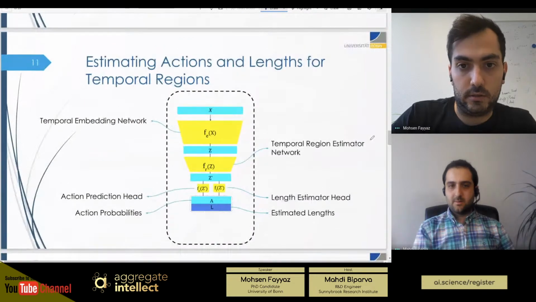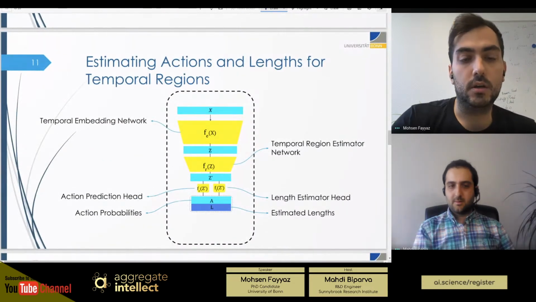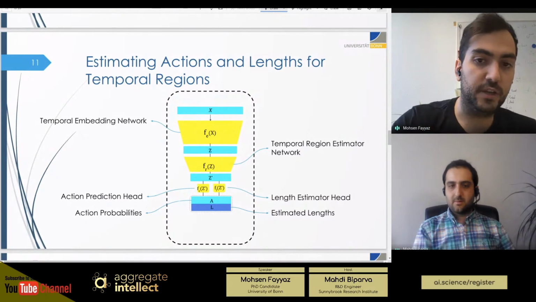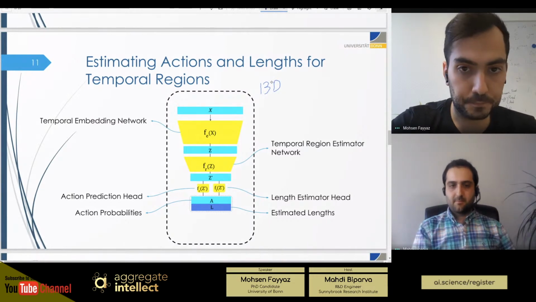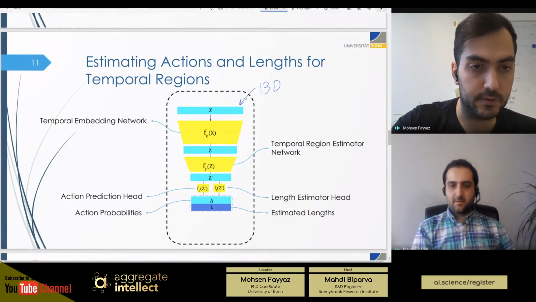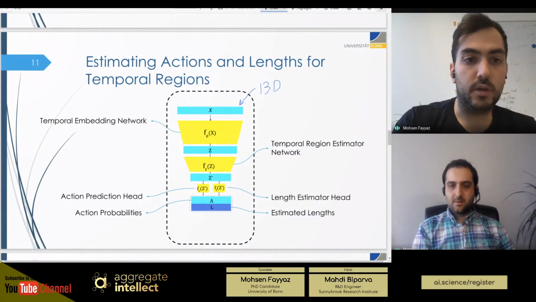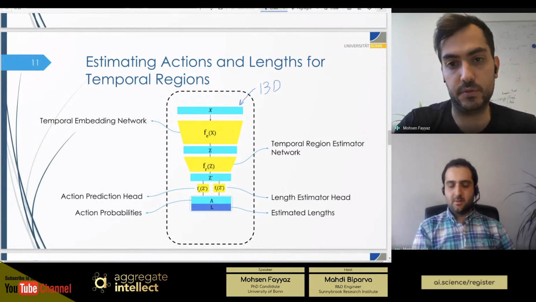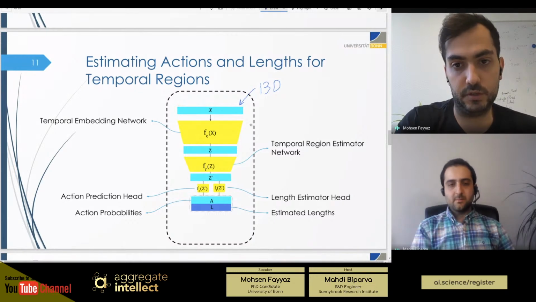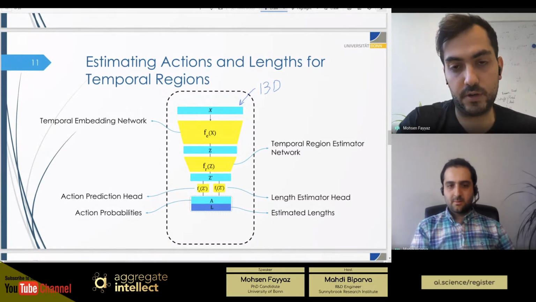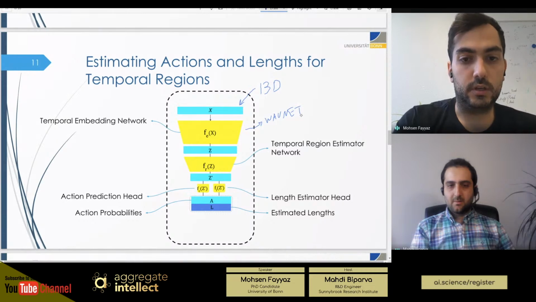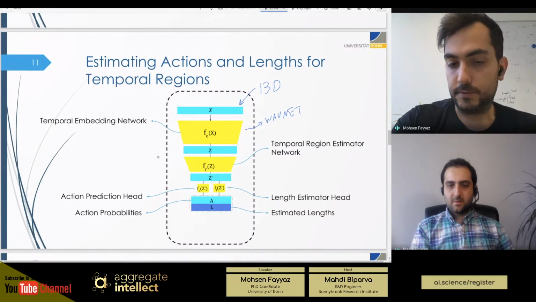So this is the method. We say again, we have the X, we use I3D to represent the frames. X is the represented frames. Again, we have a temporal embedding network. Like the previous work, we use a modified version. It's a little bit different from the previous work and from the fully supervised one, but still it is a modification of something like WaveNet. And then we get this temporal embedding Z.